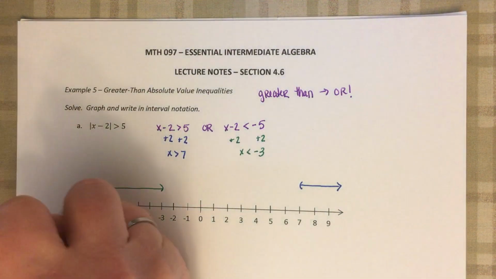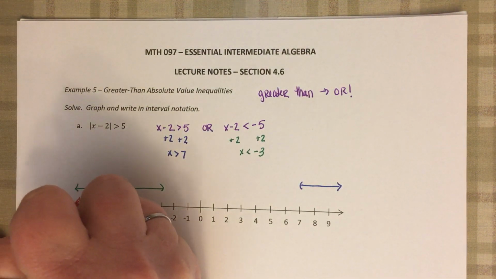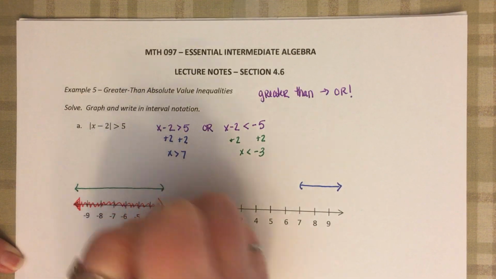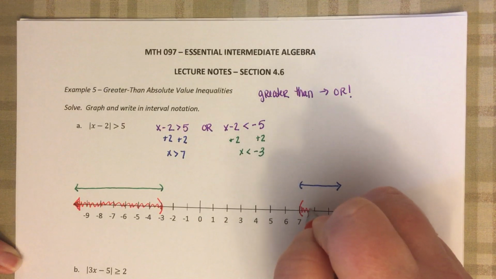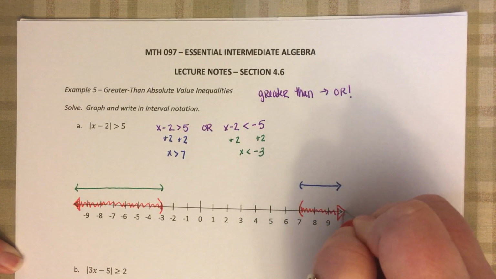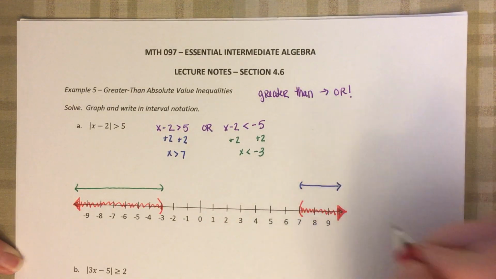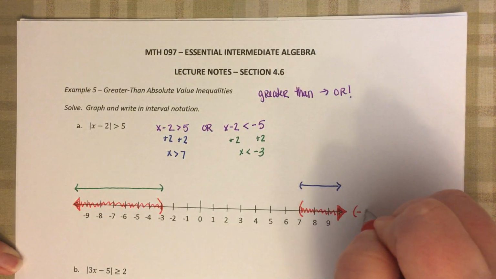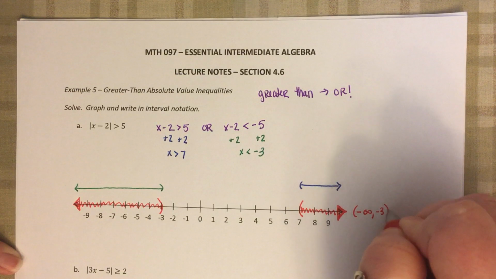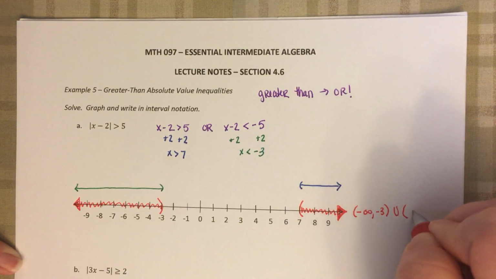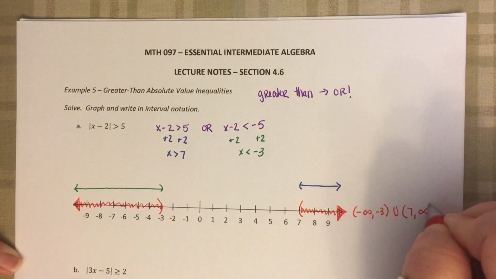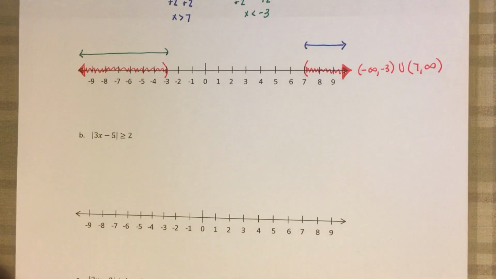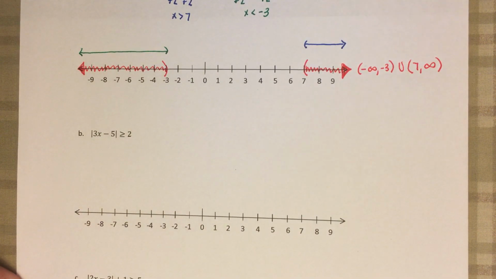This time we're thinking or, so we want both pieces of our interval. Or means union, so we're going to use our union symbol in our interval notation. Negative infinity to negative 3, union 7 to positive infinity. All right, let's do another one.